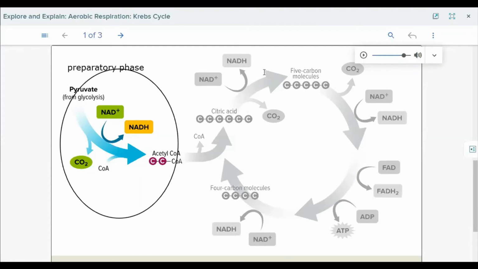So what happens in the Krebs cycle? This is what is known as the Krebs cycle. Of course, we are in the matrix of the mitochondria. Krebs cycle, matrix of the mitochondria. So each acetyl-CoA here enters the Krebs cycle.